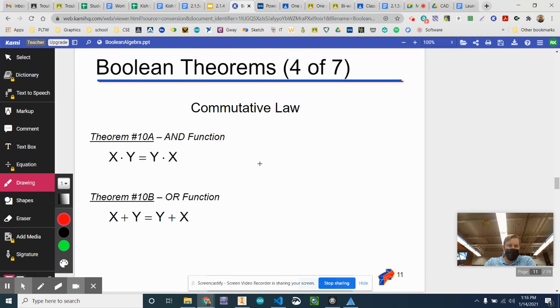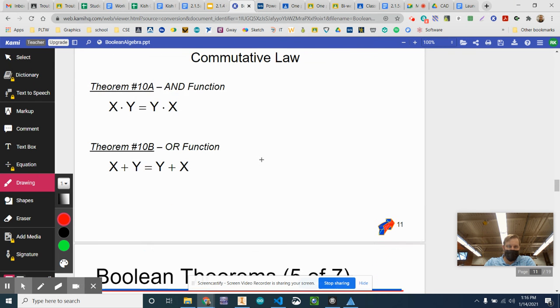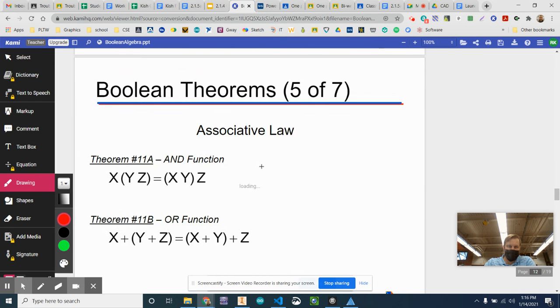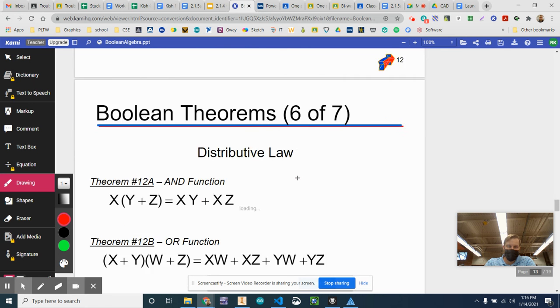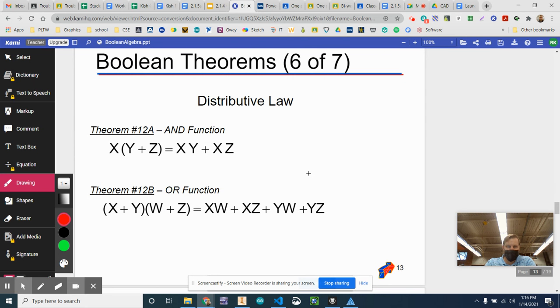All right, here are just examples of the commutative law and the associative law, and the distributive law. Again, these are all of your more core algebraic stuff. You've been doing these things for years now, whether you knew it or not.